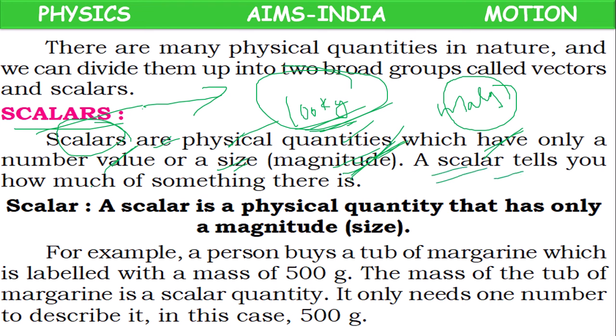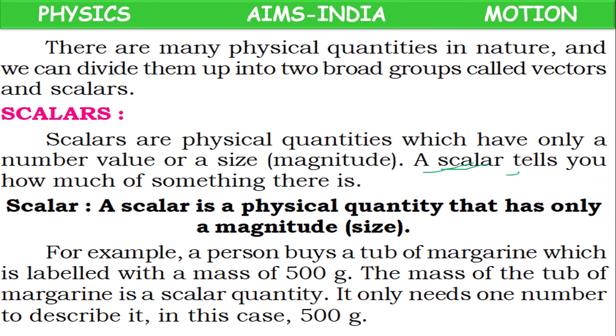A scalar will tell you how much something there is, how much mass there is, or what the time is, or what the length is. A scalar tells us how much size the object has, or how much quantity the object has. About that size and quantity, scalars will describe. They explain only the magnitude or number value of the object. So a scalar is a physical quantity that has only magnitude.